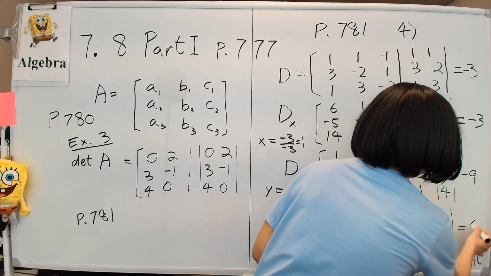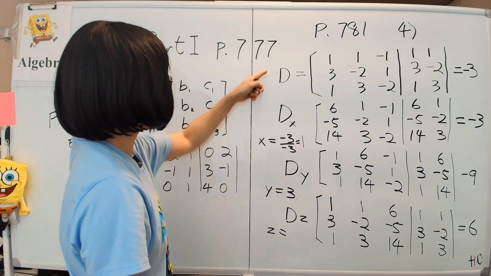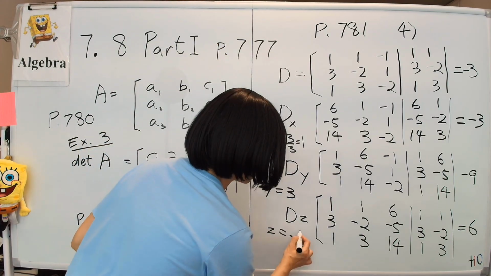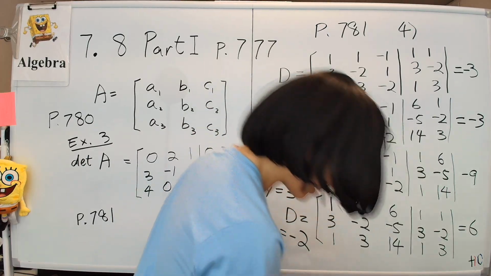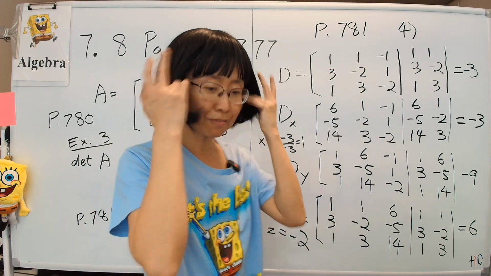So dz equals 6, which means z equals dz divided by d. 6 divided by minus 3 gives negative 2. And that is the correct answer. So with that, we have finished example 4.